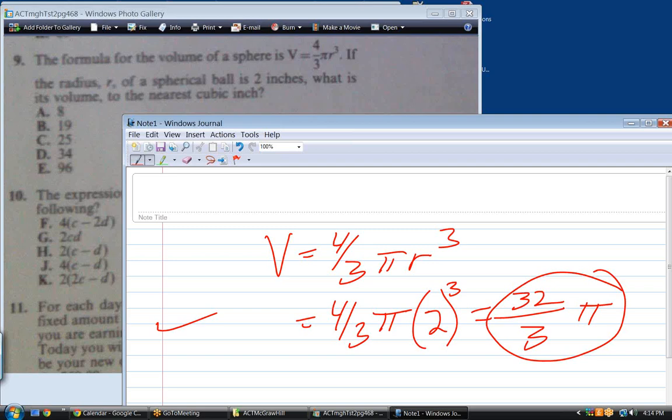Look at all the answers they give you. Is there any chance that 34 isn't the right answer? No, because we know the right answer has to be some number greater than 32. Because this pi is 3.14, it almost cancels out with that, plus some change, so our answer has to be a little bigger than 32. Nothing qualifies except D.